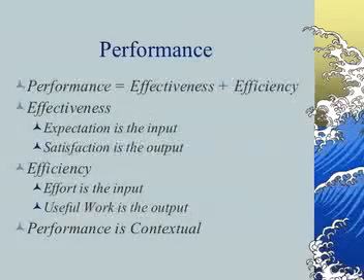Let's take a minute to consider performance. Performance has two major components, effectiveness and efficiency. Effectiveness generally has to do with how well we satisfy an expectation, where efficiency is quite different. Efficiency is how much useful work we get out for the effort that we put into something. So the two of them together, how well we satisfy expectations and how much work we have to put in to be able to get to that satisfaction, is what performance is all about. Now, what complicates performance quite a bit is that it is contextual.